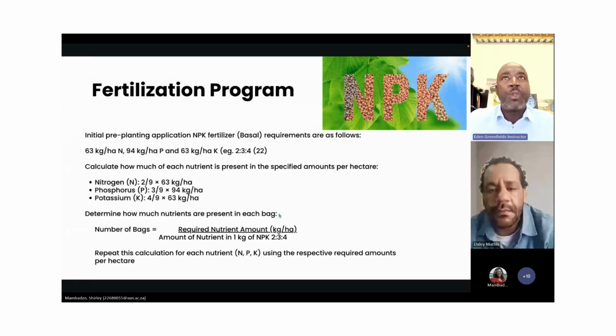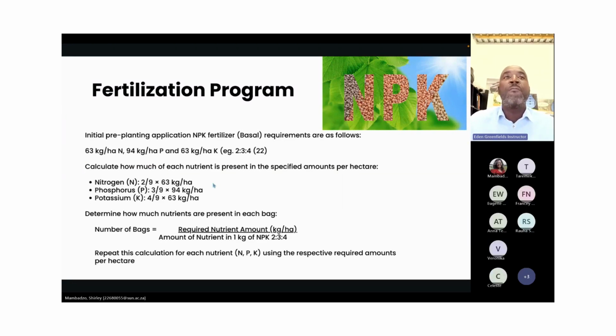And then, so let's look at the fertilization program. So we are going to look at the chemical fertilization program. Before your planting or during your planting, you need to apply a basal fertilizer. So this is going to be an NPK fertilizer that we are looking at here. And these are requirements per hectare. If you need assistance with calculations, please feel free to ask us in the groups, and then we will be able to assist you.